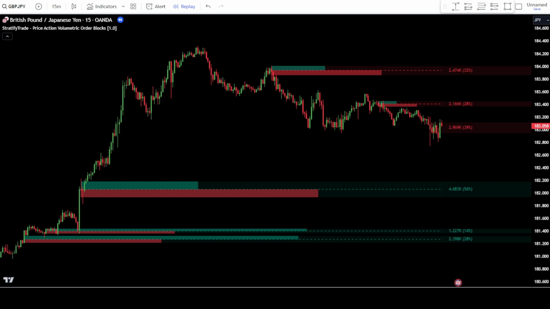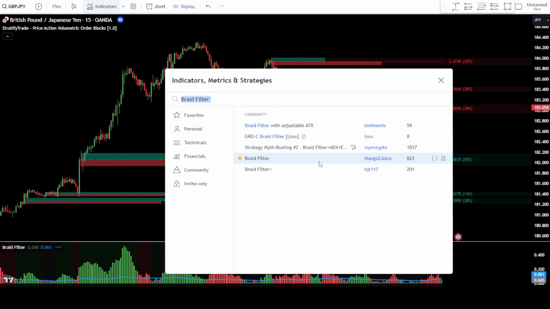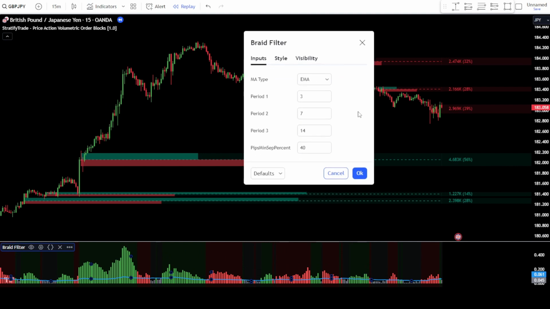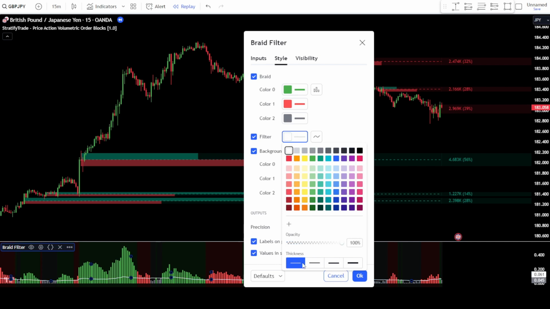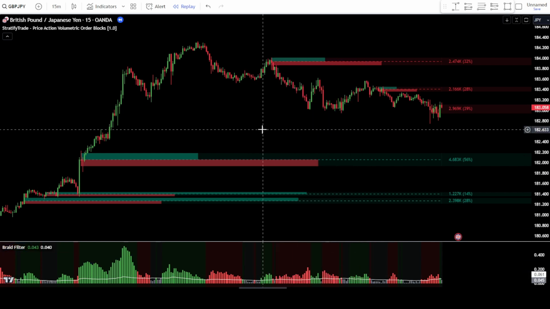To guide you in placing orders in the market, you can also add another indicator that will be used as a guide for placing buy or sell orders. Go to the Indicator Search tab and type Braid Filter. Then, select Braid Filter by Mango 2 Juice. Enter the settings of the Braid Filter indicator. In the Input tab, leave the indicator settings at their default. Next, go to the Style tab. In this tab, adjust the color and line thickness of the filter lines according to your preference. Once you're done with the settings, click OK to confirm the changes.